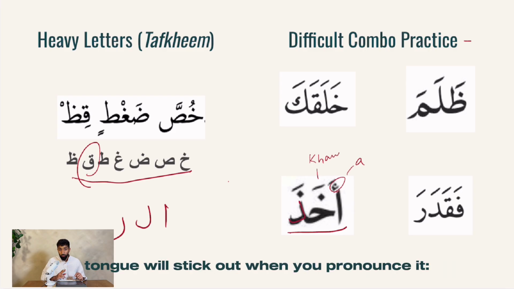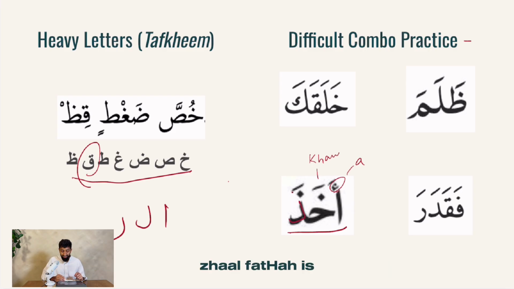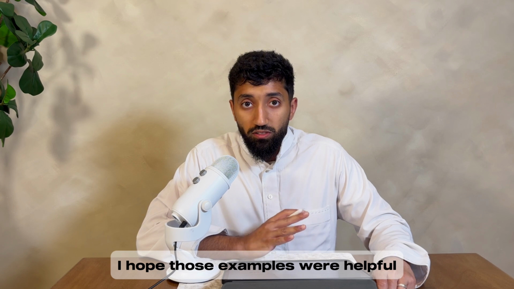Lastly, we have hamza fatha a, qa fatha like we said, kha, and we have dhal. The tongue will stick out when you pronounce it. Dhal. Dhal fatha is light. Dha. So we go from light, heavy, light. Akhadha.